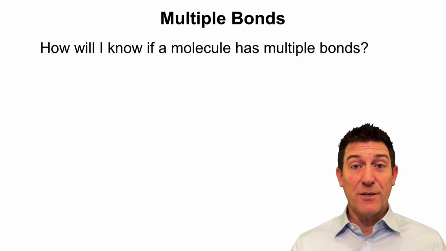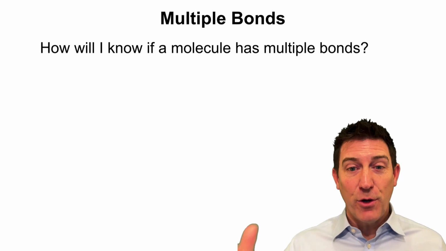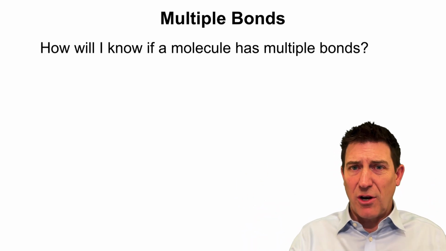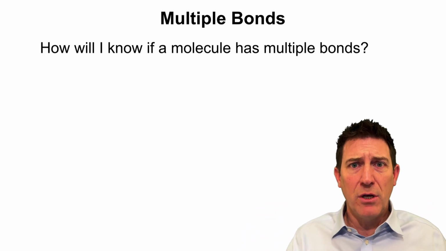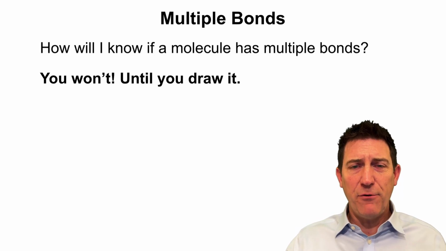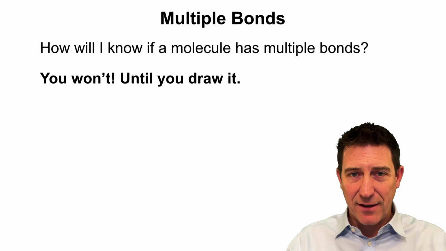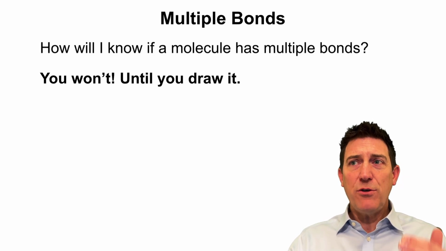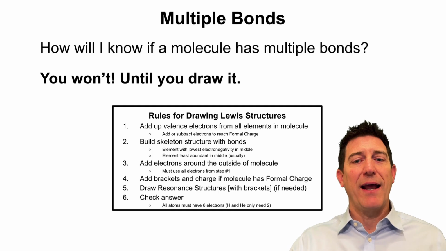While you're learning this, one really good question is, how are you going to know if a molecule has multiple bonds? If I'm trying to draw this Lewis structure, how am I going to know that I need to include multiple bonds in it? Well, you won't. But if you follow all those steps that I had just a bit ago, and you've written them down, once you follow those steps, you will get to the right answer.